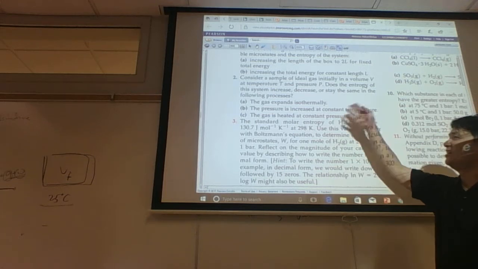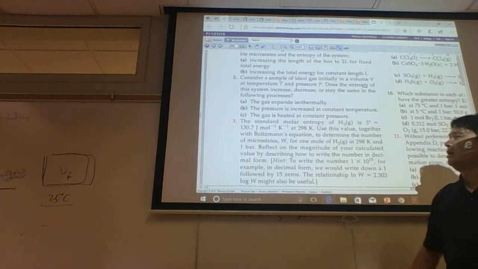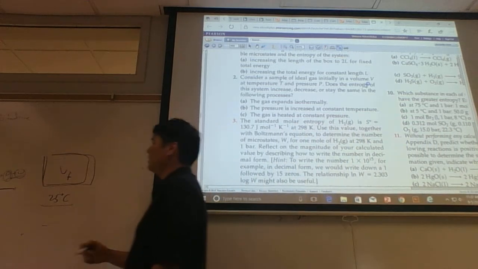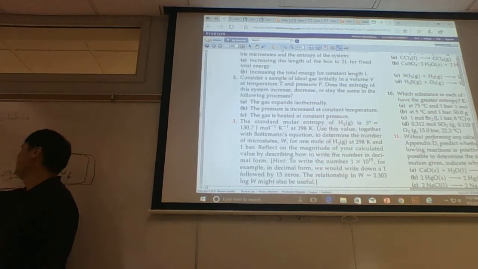Well, we don't really need to know isothermal. We just need to know expand. Gas expands, it's got a bigger volume. Positional entropy is going to be much greater because here you have it in a tighter volume, and so there are fewer positions that the gas can adopt.